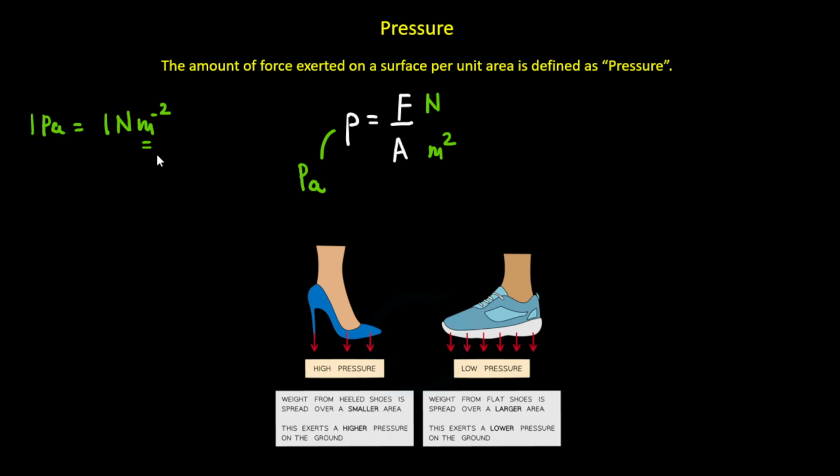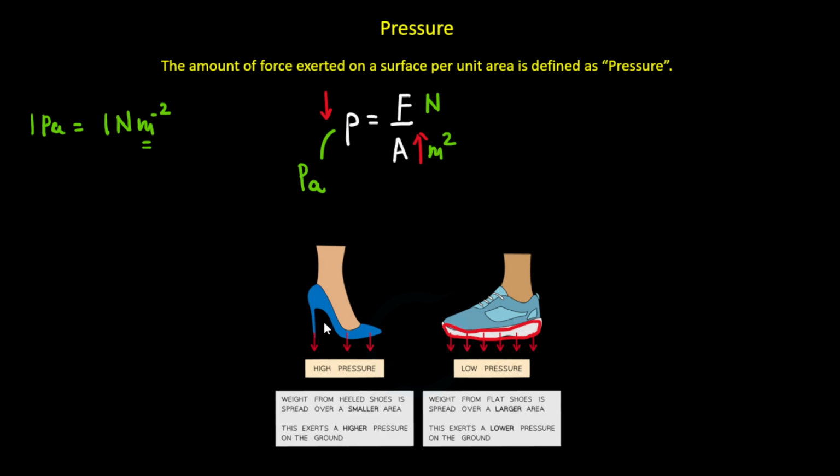For example, let's take a look at this. A woman wearing heels and an athlete wearing a sports shoe. Why do you feel less pressure on a sports shoe? Because if you notice here, the amount of contact area is so big. This is all the area. Meaning that the area is very big, so the pressure would be very small. So he's not feeling pressure at all.